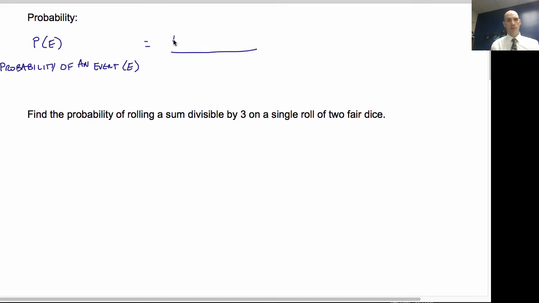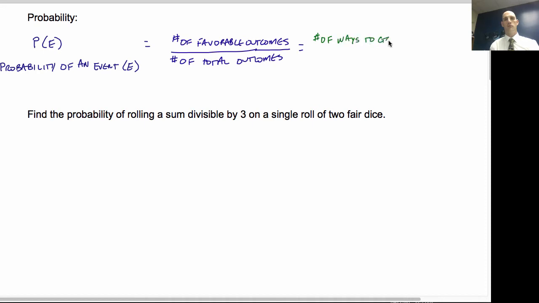of the number of favorable outcomes over the number of total outcomes. So what does that mean? The number of favorable outcomes over the number of total outcomes. Well, basically it boils down to this. This is the number of ways to get what I want.